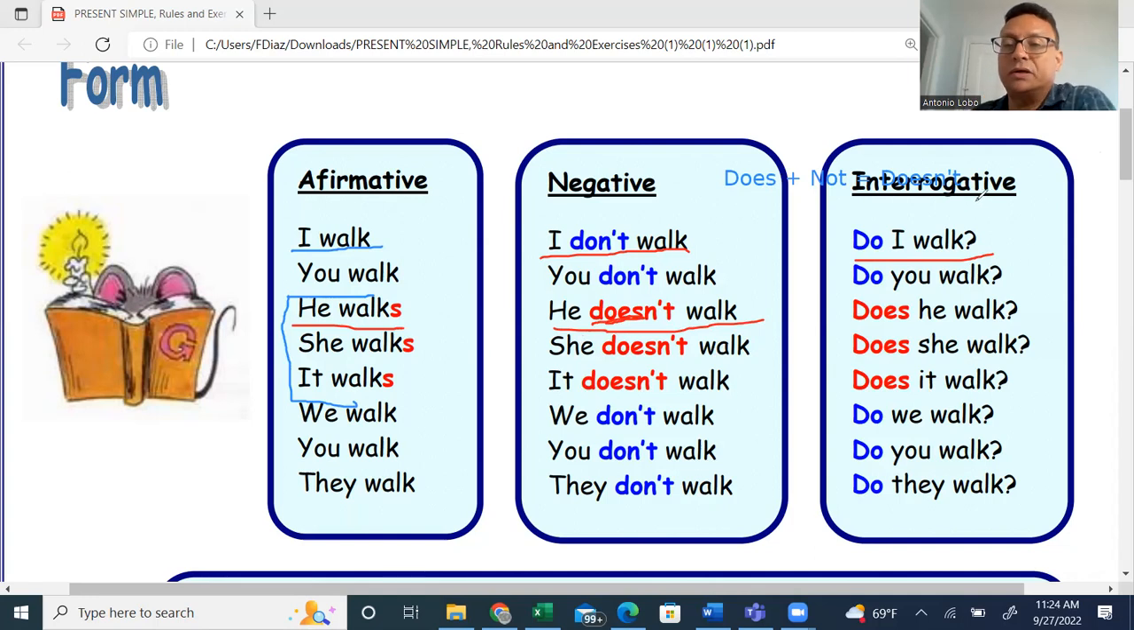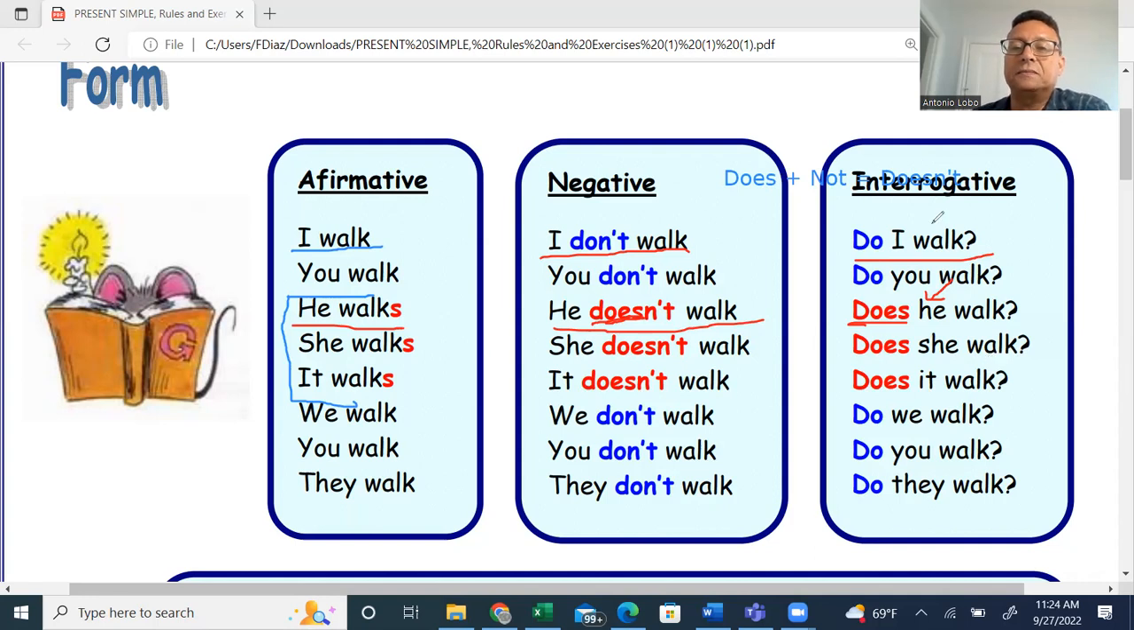The same with interrogative or questions. He walks, he doesn't walk. Question, does he walk? Again, no s on the main verb, because does is already in accordance with the person. Okay, he walks, he doesn't walk, does he walk? She walks, she doesn't walk, does she walk? Do you understand? Okay, there will be more videos about this.